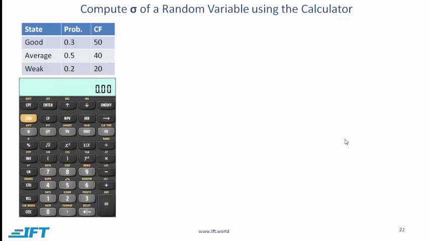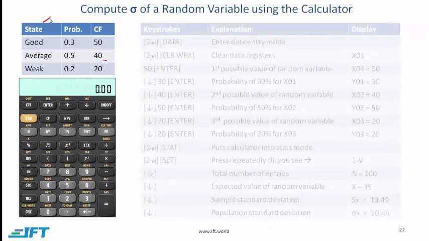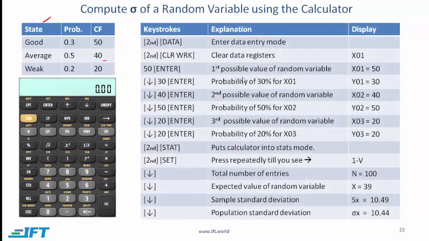Next, we learn how to use the calculator for problems such as this. Same cash flow. And here are the keystrokes. This might seem a little intimidating, but that's because we've just given all the details. So you first get into data entry mode, then you clear the data registers. You then enter the first random variable value, which is 50. And then you need to somehow enter the fact that the probability is 0.3.